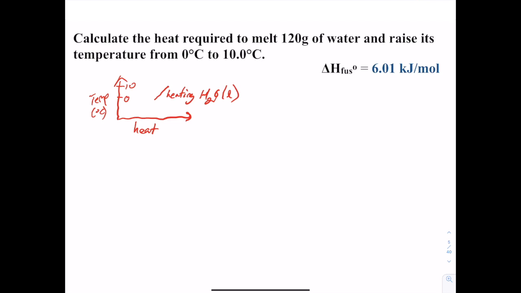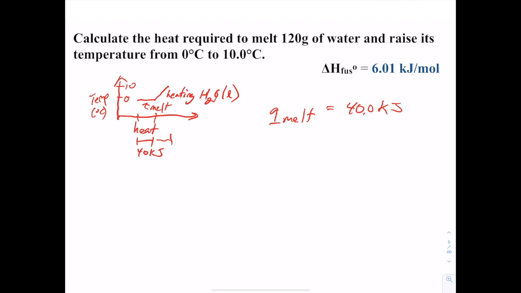But before that, we melt it. And what happens when you melt? You do not change the temperature. And so Q melt was 40 kilojoules. We've already calculated that part of it. This part is 40. And now we've got to calculate this part: how much to raise the temperature from 0 to 10.